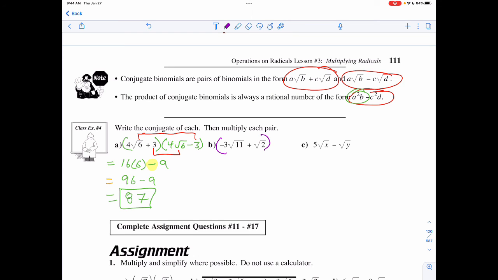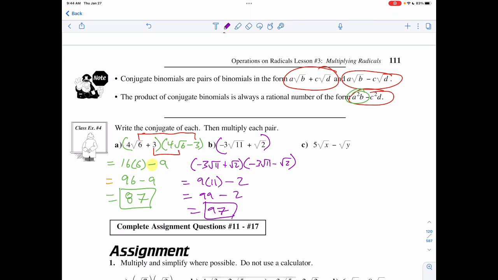In the second case, I already have one negative and one positive. So if I'm doing the conjugates of this, negative 3 root 11 plus root 2, negative 3 root 11 minus root 2. In one case they're added, one case they're subtracted. Still going to be the same rule. I square the first one. 3 and 3 is 9. And root 11 and root 11 is just 11. Minus, when I square the second one, root 2 and root 2 is 2. 99 minus 2 gives me 97.